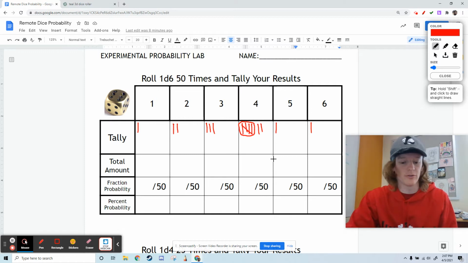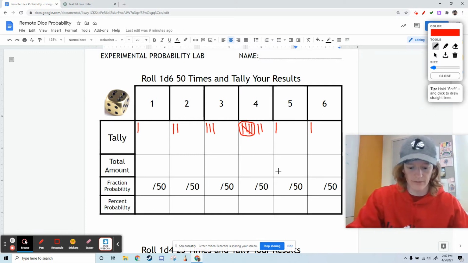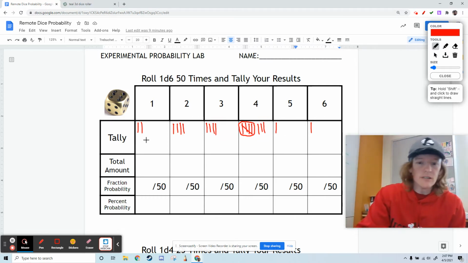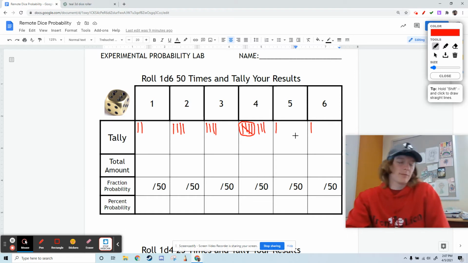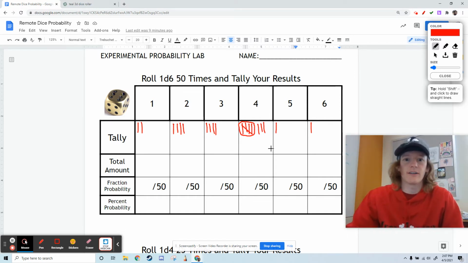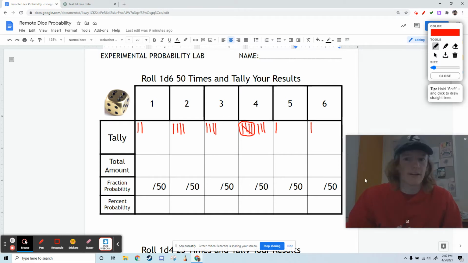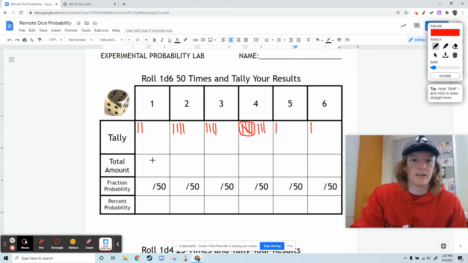I'm going to do one more roll. We've got 2, 2, 1, 4, 3. All right. So for my total amount, you'll probably want to print this out and do your tallies, or you could just get some scratch paper and do your tallies on your scratch paper.